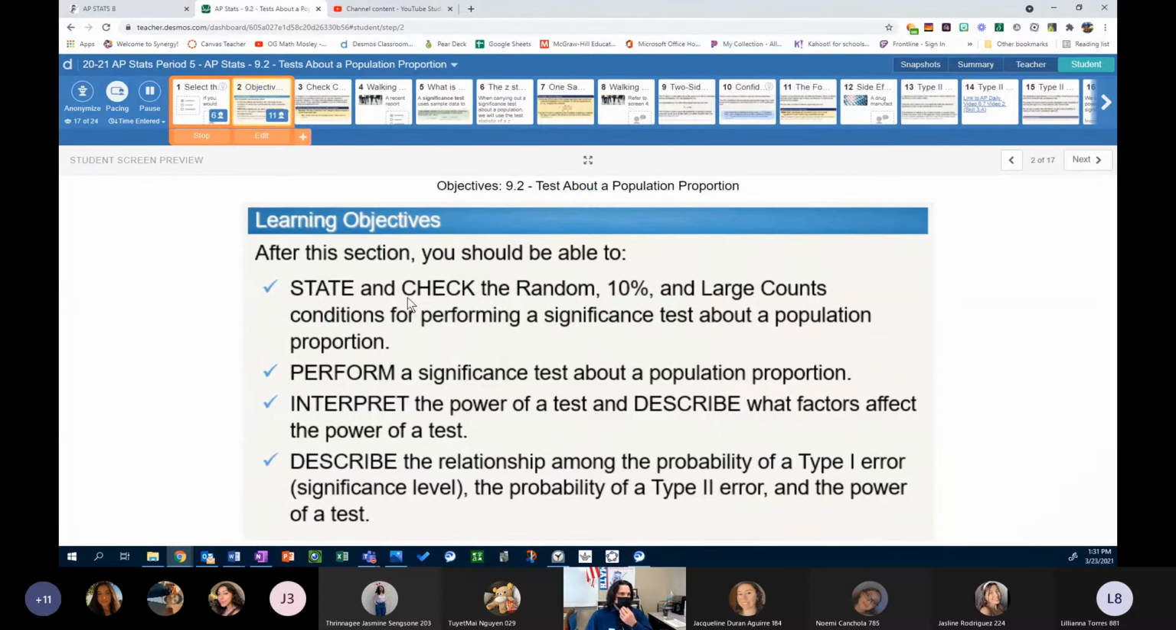After this section, you should be able to state and check the random, 10%, and large counts conditions for performing a significance test about a population proportion. Perform a significance test about a population proportion. Interpret the power of a test and describe what factors affect the power of a test. And describe the relationship among the probability of a type 1 error, the probability of a type 2 error, and the power of a test. These are the things we're going to go for today.